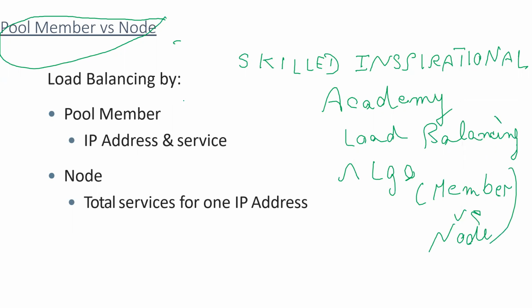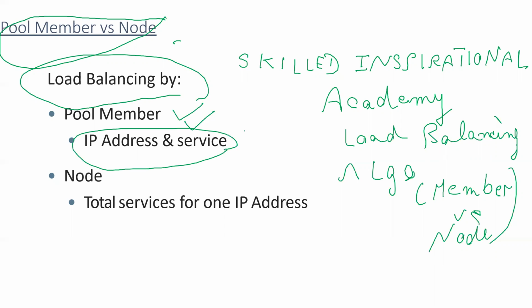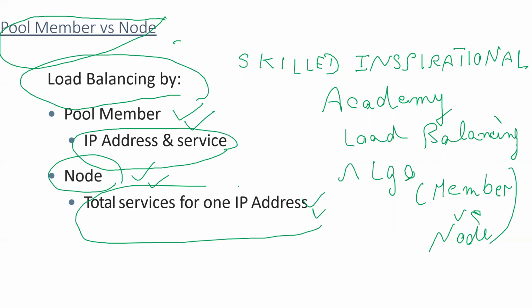There are two things when you see load balancing algorithms. Load balancing can be done either by pool member. A pool member consists of your IP address plus the service running on that IP address. But if you talk about load balancing by node, it only consists of the IP address. When it does load balancing, it will count total services for one IP address, either running on port 80 or 443. So this is an important concept.